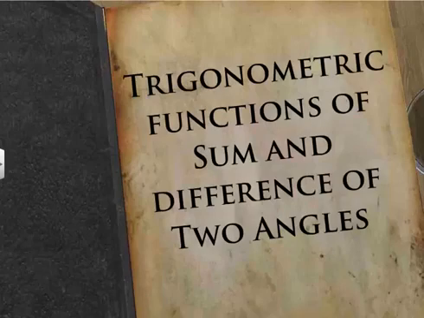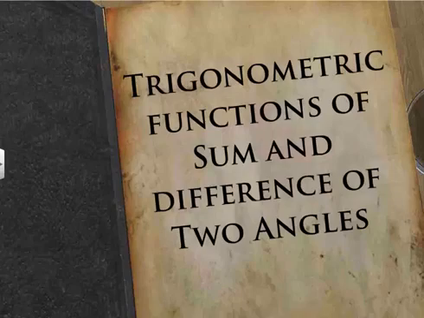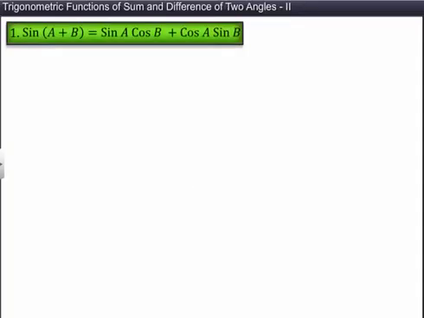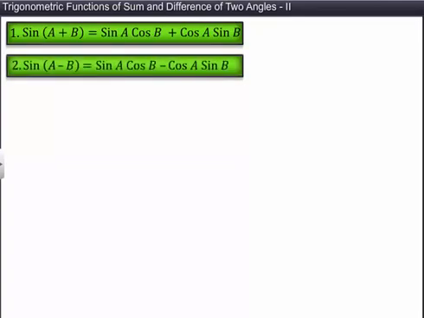In this module, you will learn about the trigonometric functions of sum and difference of two angles. Recall that sine of A plus B is equal to sine A into cos B plus cos A into sine B. Sine of A minus B is equal to sine A into cos B minus cos A into sine B.